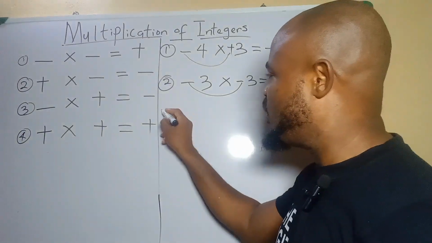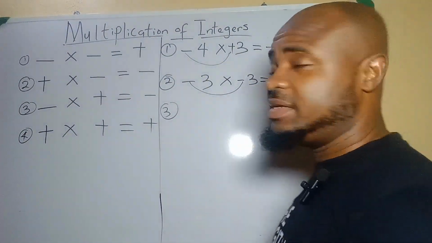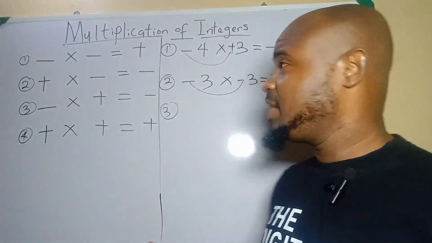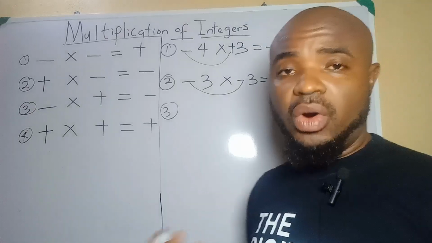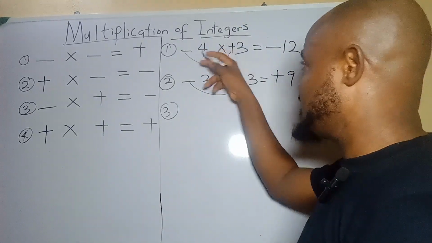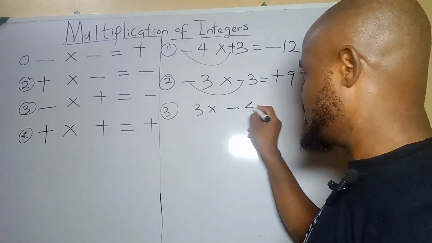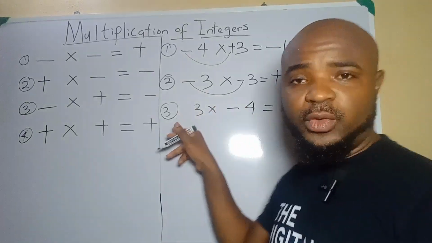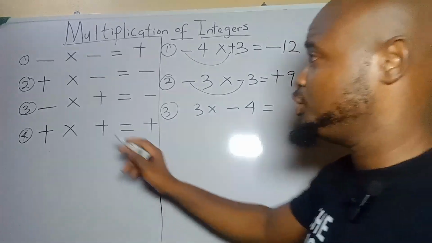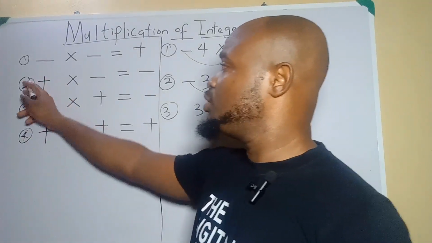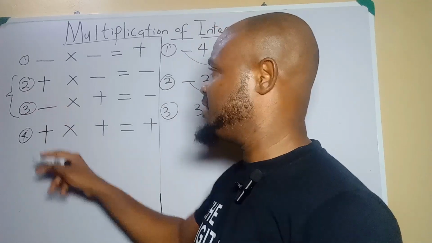Alright, so let's take another one. Please note that whenever they give a question on negative and positive, your negative can come first. It can be minus 4 times plus 3, or 3 times negative 4. I can give another question like this. Now, number 3 question and number 1 question are the same. Do not forget, I told you from our rules, rule number 2 and rule number 3 are the same.